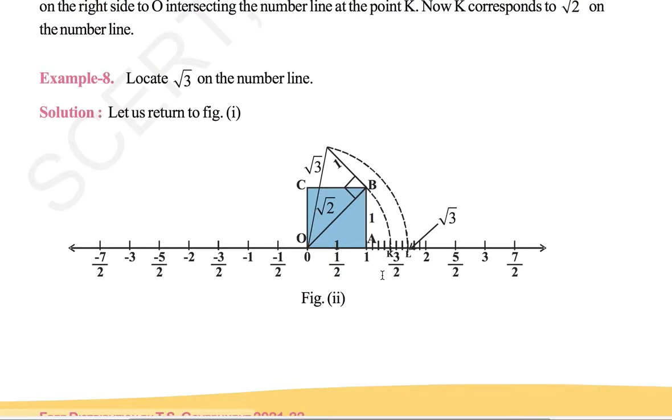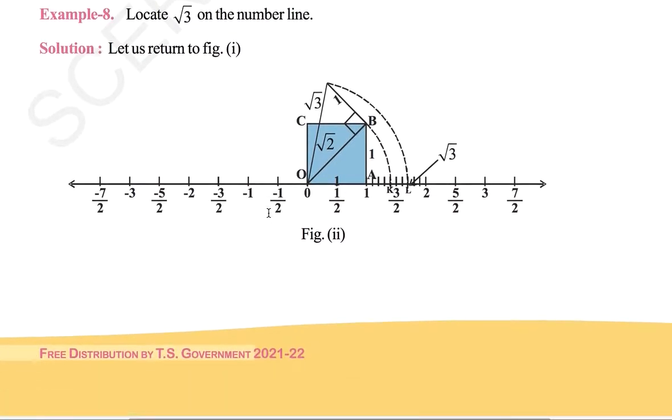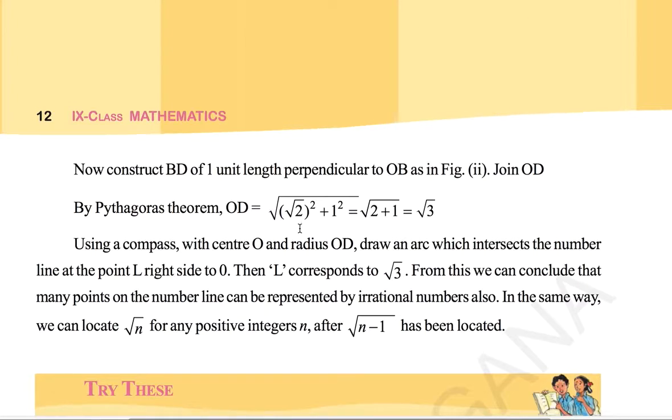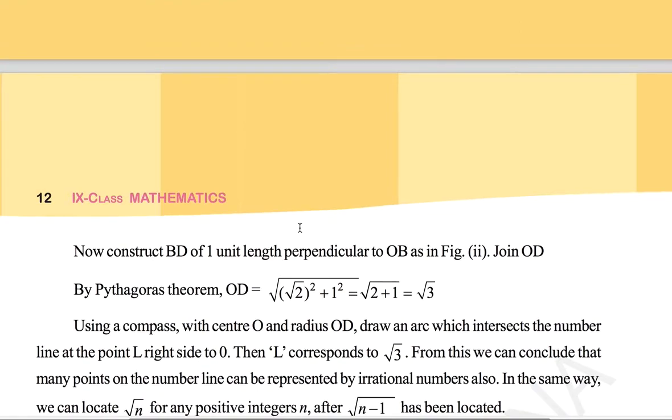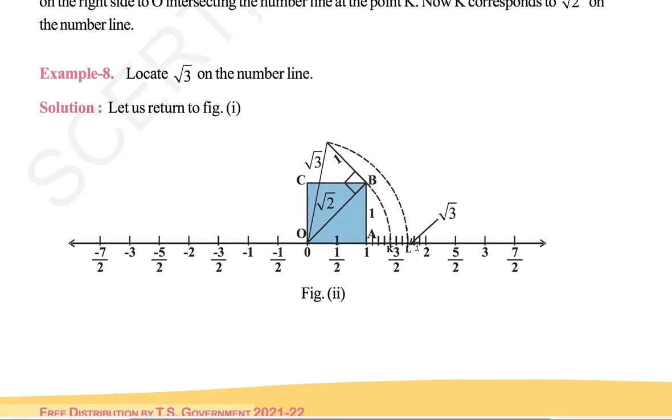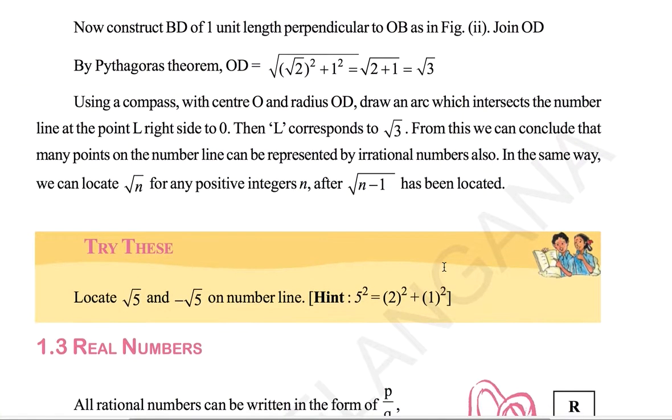Okay, locate root 3 on the number line. How to locate root 3? This is root 2. From here, draw BD perpendicular to line OB, extending 1 centimeter. Then this line OD represents root 3 using Pythagoras theorem: root over root 2 square plus 1 square, that is root 3. Using a compass with center O and radius OD, draw an arc which intersects the number line at L. This OL represents root 3. Not a very big deal, right? So from this we can conclude that many points on the number line can be represented by irrational numbers also.